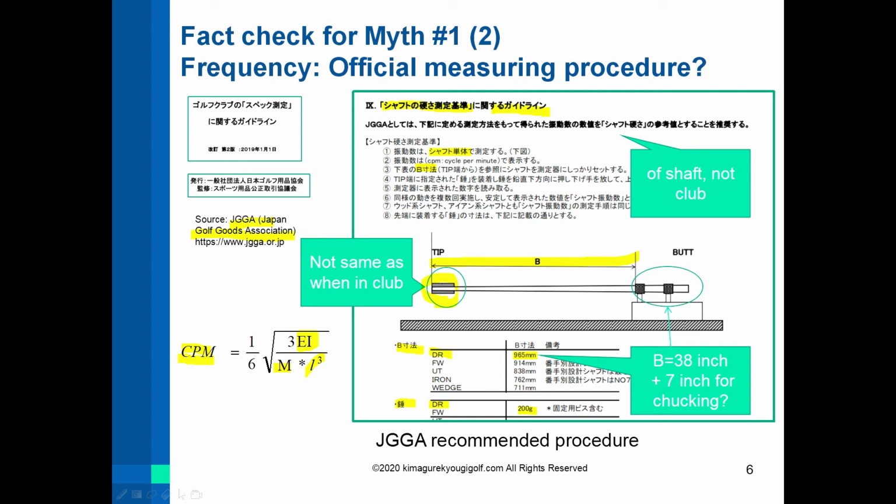But please note that this is the frequency of the shaft, not the club. Okay? When this shaft is installed in a golf club, the head construction differs from OEM to OEM, as well as grip construction, length, shape, and stiffness. So we still cannot use it to compare against other OEM.